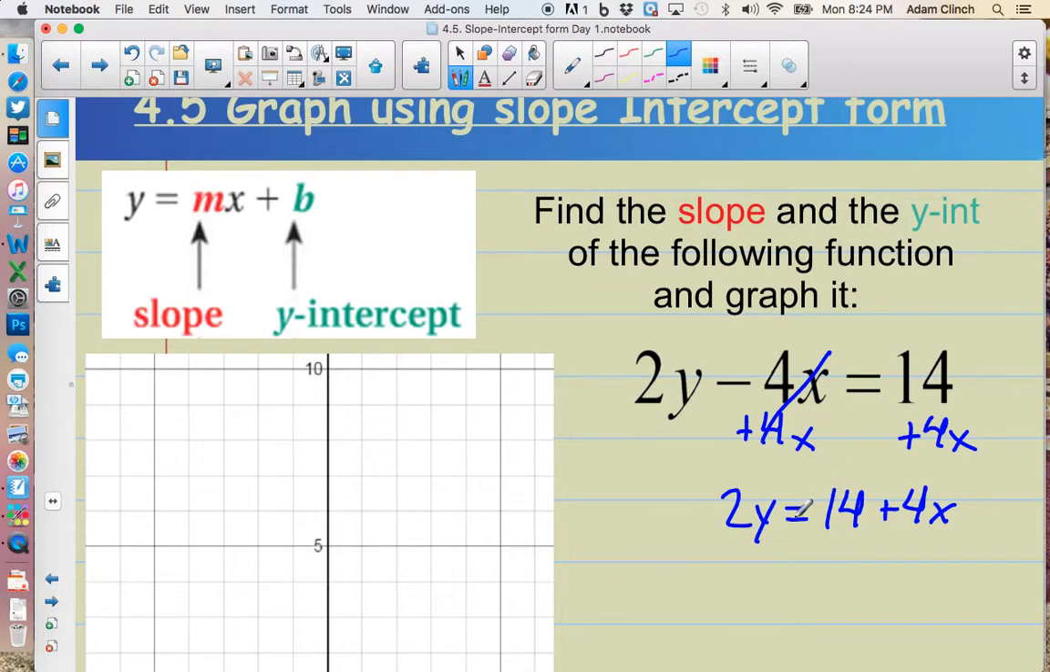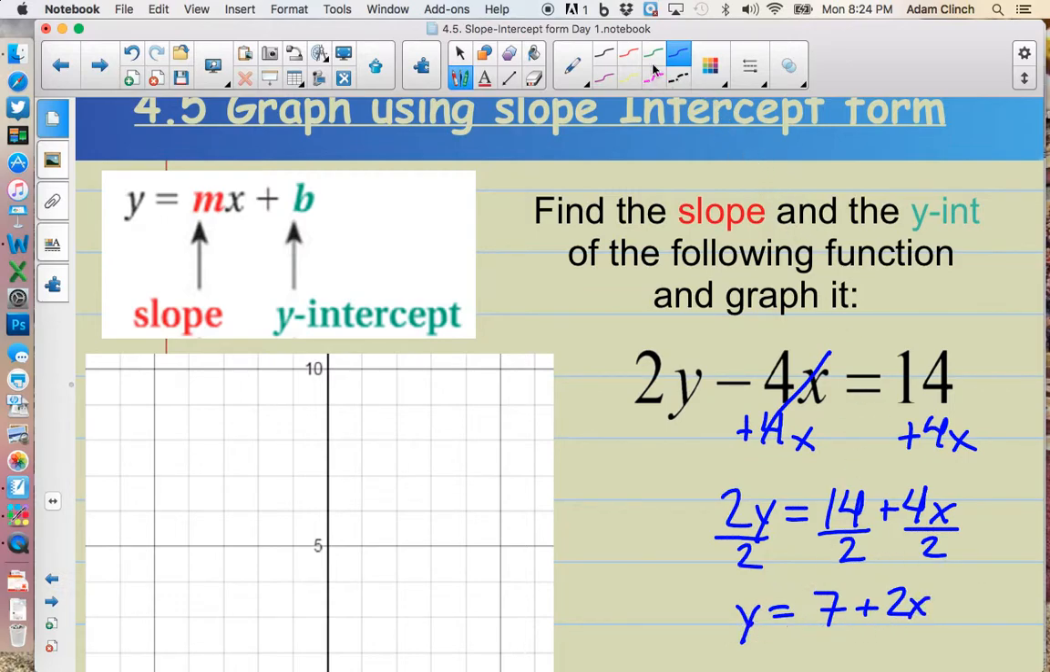So I've got same side, now I need to solve. Divide by 2. Now divide everything on the left by 2, divide everything on the right by 2. Divide by 2, divide by 2. So I get y, 1y, because that's what 2 divided by 2 is, it's 1. 14 divided by 2 is 7. And 4x divided by 2 is positive 2x's. So there is my equation.